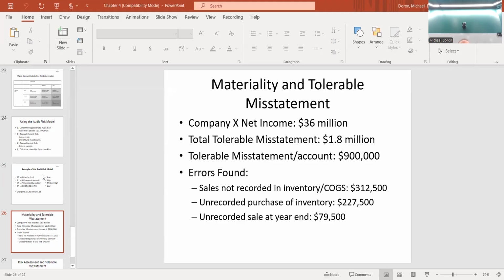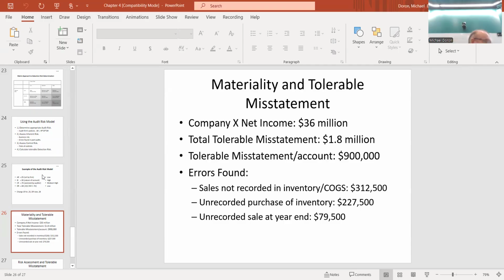How does it work in a real audit? So materiality and tolerable misstatement. I think we've used the term tolerable misstatement before, right? What does that mean? The amount of error you're willing to allow. That's right. So it's the audit equivalent of materiality. How much error are you willing to allow?